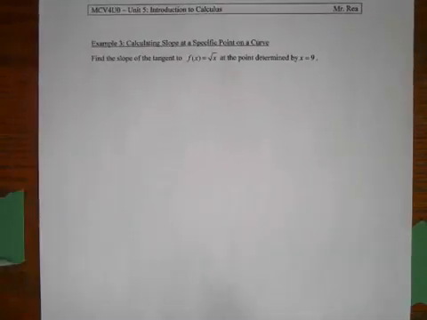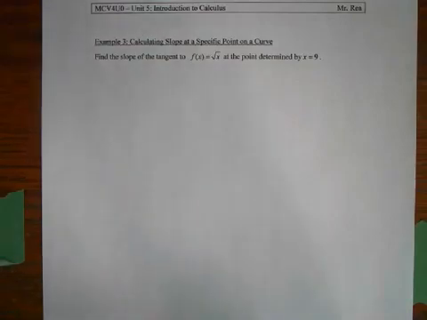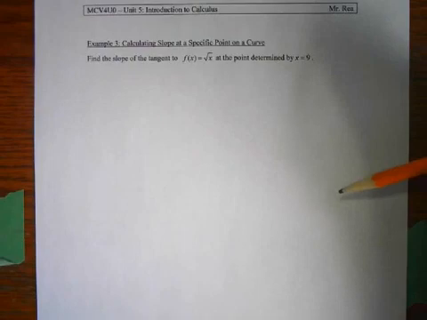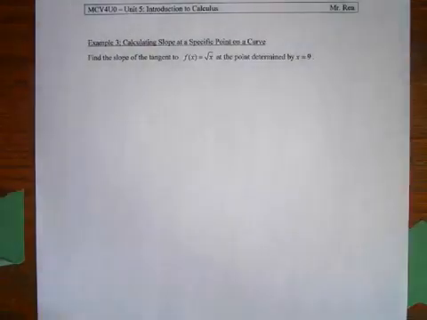Okay, so let's do one more example, and this time we're going to do a square root function. So find the slope of the tangent to f of x equals square root of x at the point determined by x equals 9.